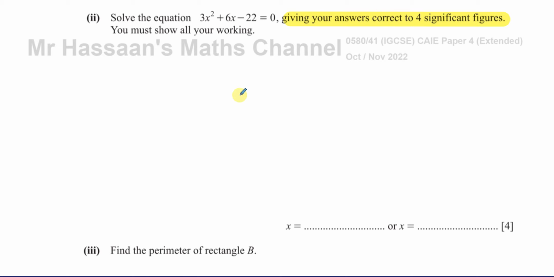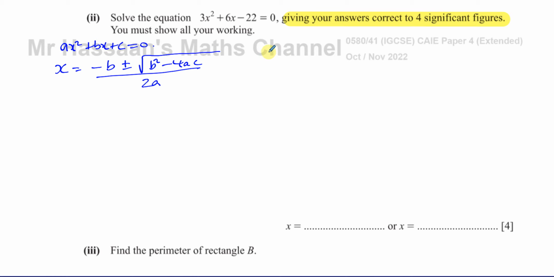So to use the quadratic formula, first thing, it's a good idea for you to quote it. So if we have an equation, ax squared plus bx plus c equals 0, then to solve it using the quadratic formula, we have x equals minus b plus or minus the square root of b squared minus 4ac all over 2a. So in our case, we have 3x squared plus 6x minus 22 equals 0. So our a is 3, our b is 6, and our c is negative 22.